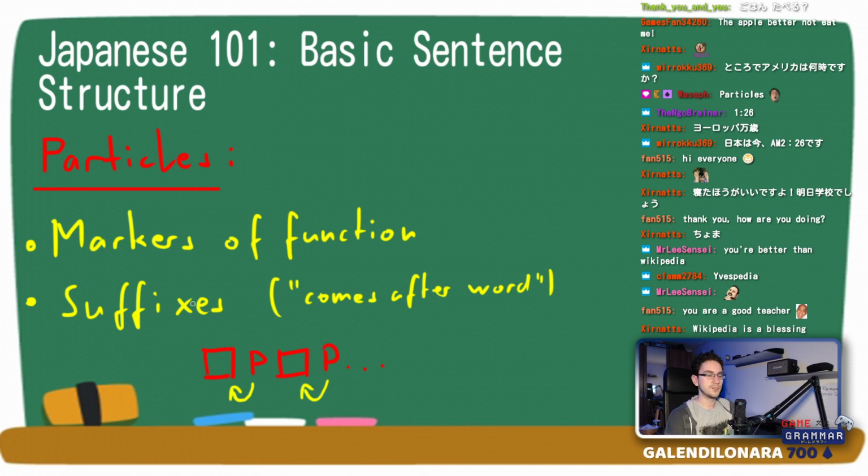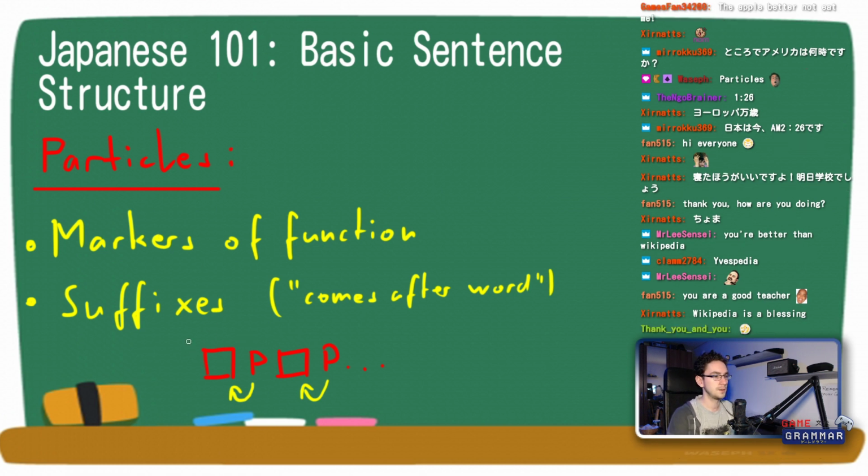So, let's assume we have a particle that tells us that this word is the subject. Hint, there is such a particle. So this particle will usually mark a subject, telling us, oh, this is the subject. We can now take this whole unit of word plus particle and move it around the sentence. Thanks to this attachment of the particle, it will keep its function no matter where it is in the sentence. Limitations apply, but more or less.